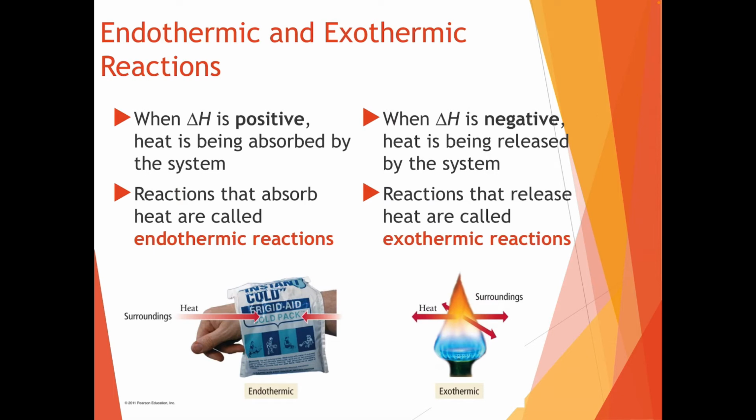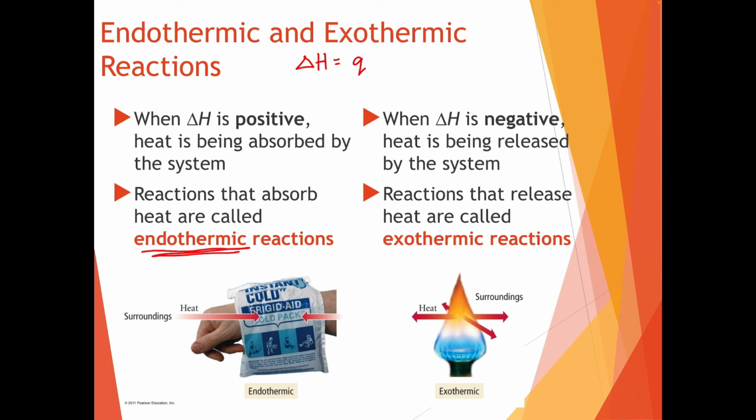So again, we're going to look at our change in enthalpy, delta H. When delta H is positive, that is heat being absorbed by the system, because remember, we're setting delta H essentially equal to Q. And so if Q is positive, that means heat is being absorbed. So same, delta H is positive, heat is being absorbed. When reactions absorb energy, we call them endothermic reactions.